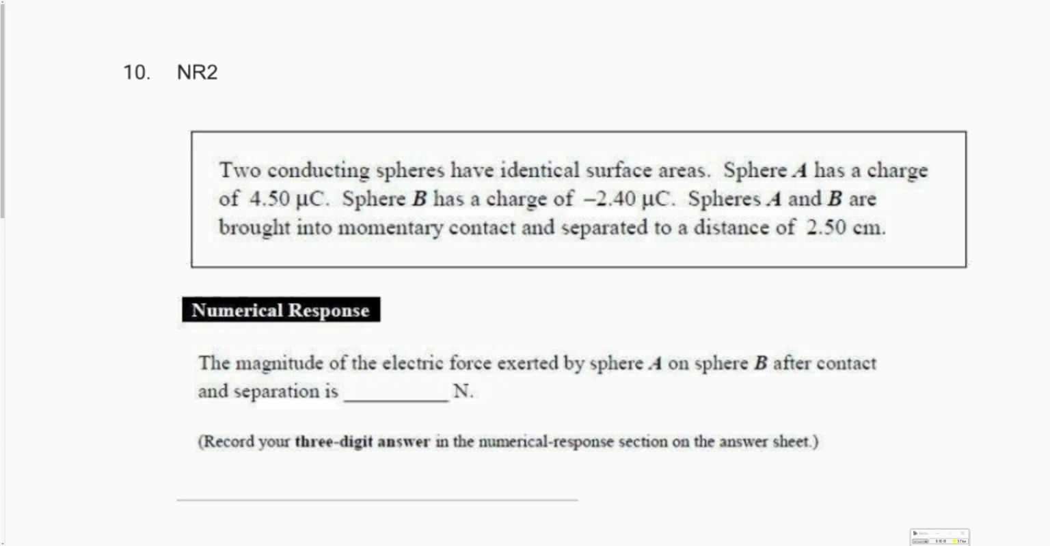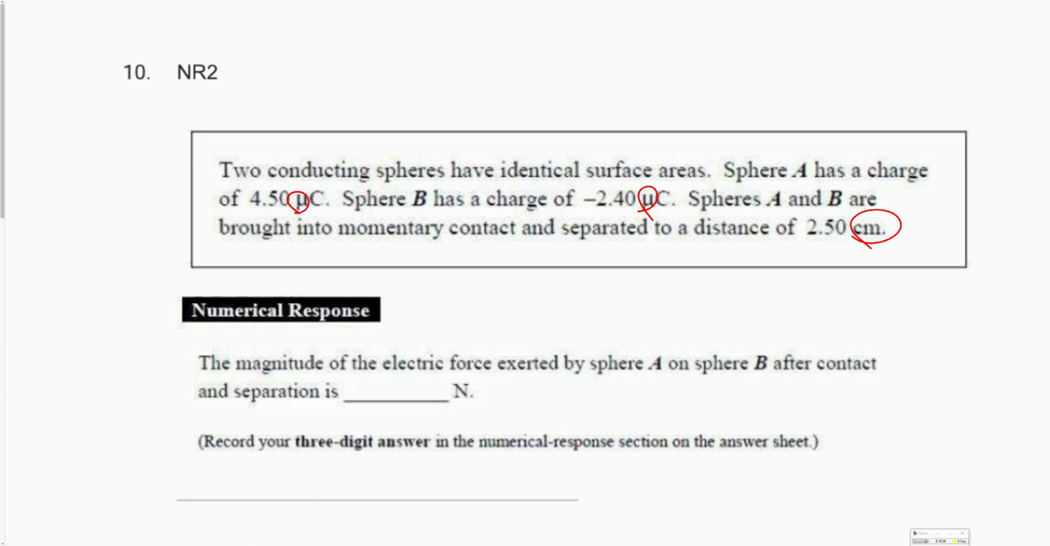Two conducting spheres have identical surface areas. Sphere A has a charge of 4.5 microcoulombs. B has a charge of negative 2.4 microcoulombs. A and B are brought into contact, then separated to a distance of 2.5 centimeters. We want to find the force after contact.